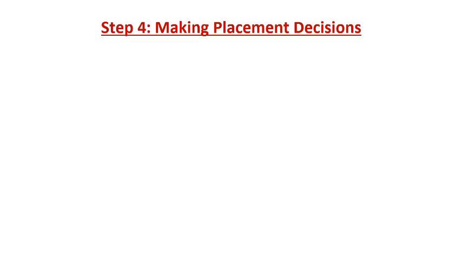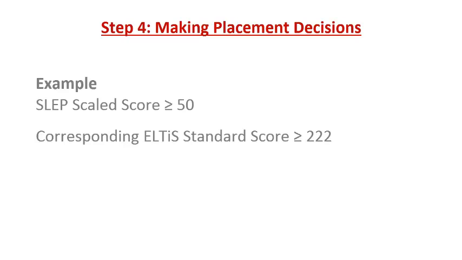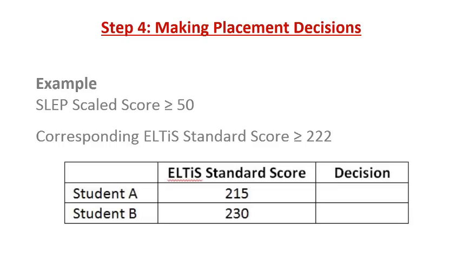Now we are ready to make decisions, and we can use the SLEP equivalent to guide them. For example, let's say that an organization required a SLEP scaled score of 50 or higher. The corresponding ELTIS standard score requirement is 222 or higher. Using this decision rule, student B would be accepted, but student A would not.